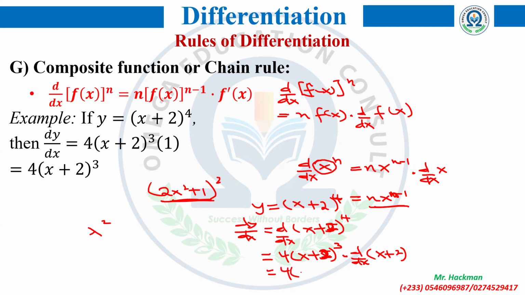Times d/dx of the function that I raised to the power. The function that I have raised to the power is x plus 2. So that will give me 4. I will keep my 4, then the (x plus 1) cubed, then differentiate the function. If I differentiate this, I will get 1, and that is what you have here. After that, you can multiply the 4 and the 1, and that will give you 4, then you end up getting 4 times (x plus 2), the whole of that cubed.